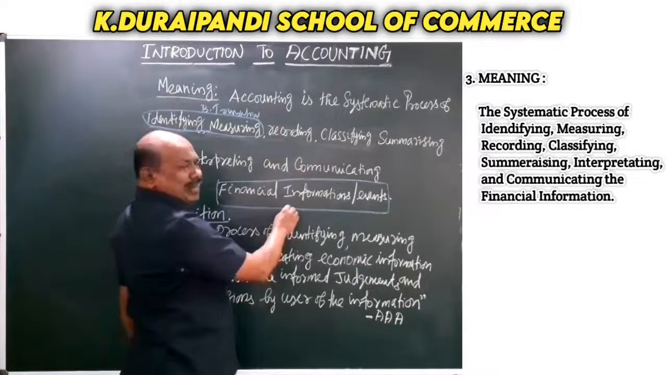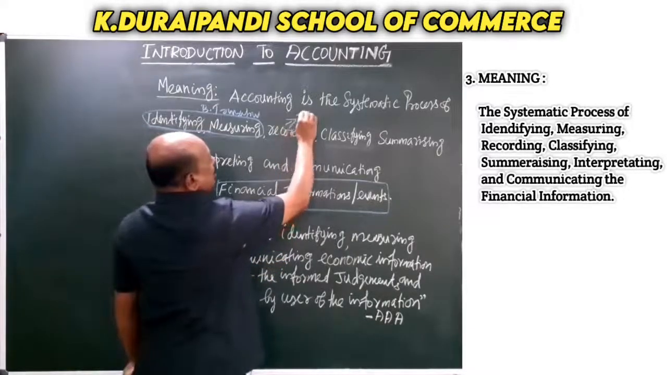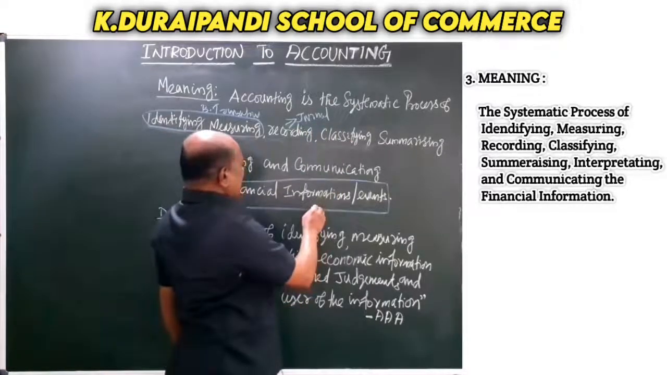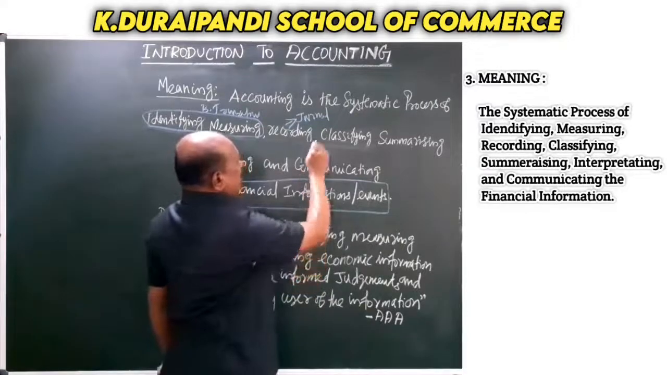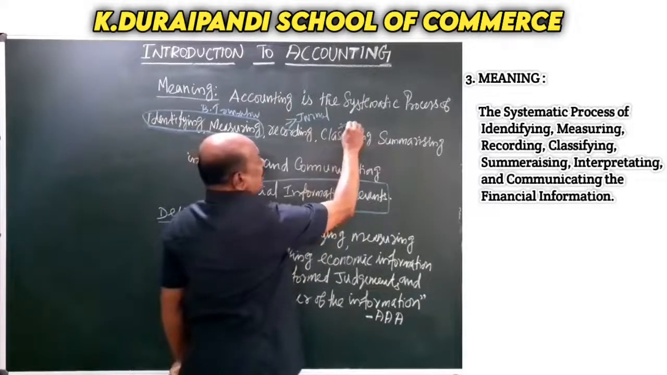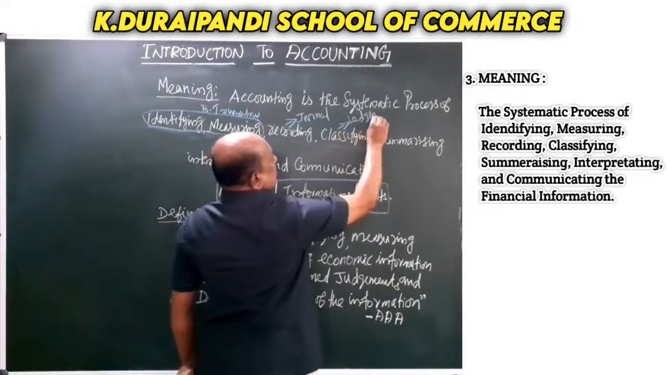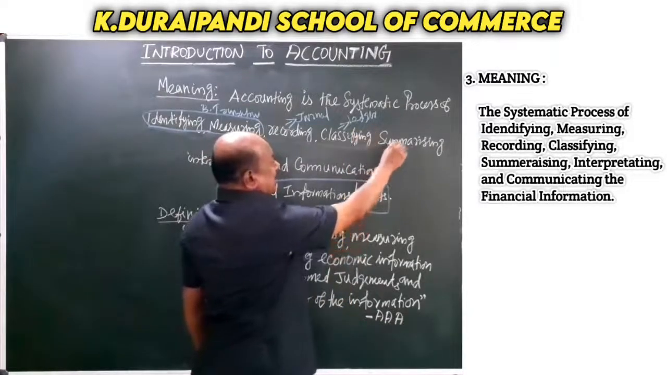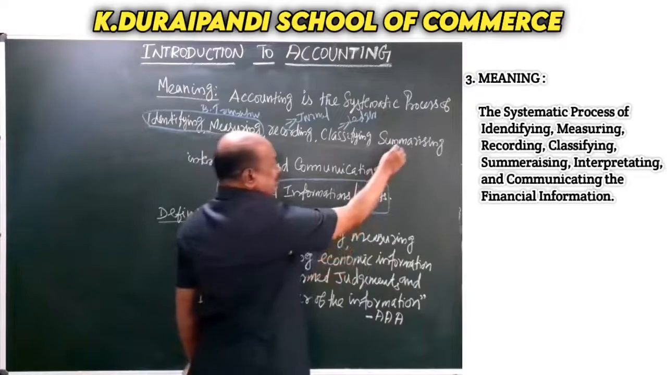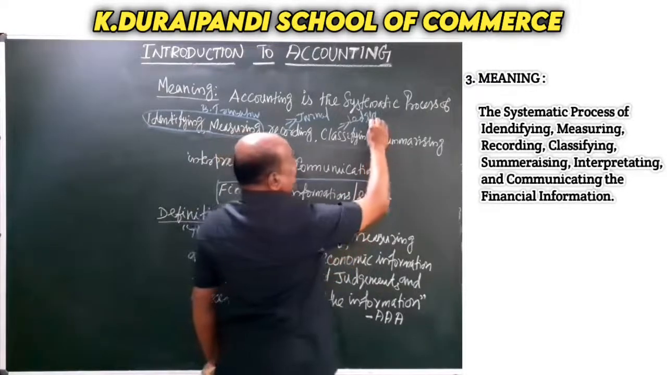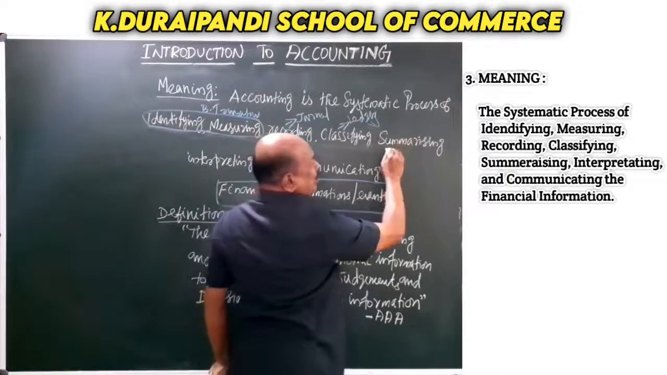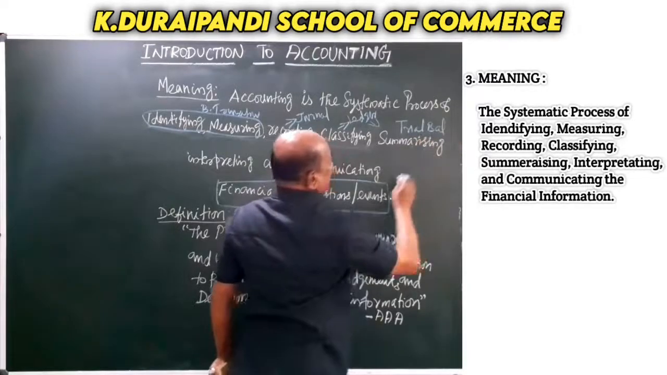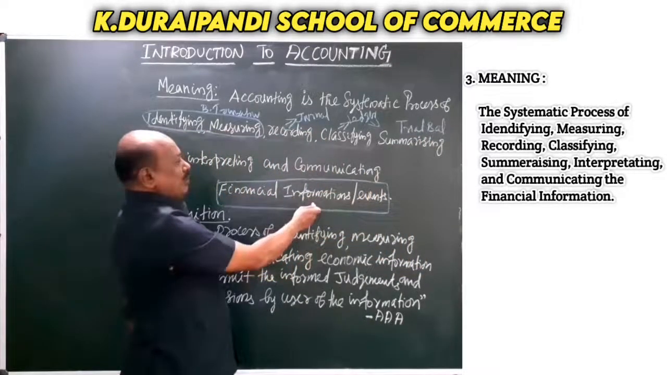Recording of the financial information related to making journal. After making the journal, the information should be classified into the ledger, that is, posted into the ledger. After the ledger is over, summarizing the financial information, that is, your ledger balances should be prepared in the form of a trial balance. That is summarizing the financial information.